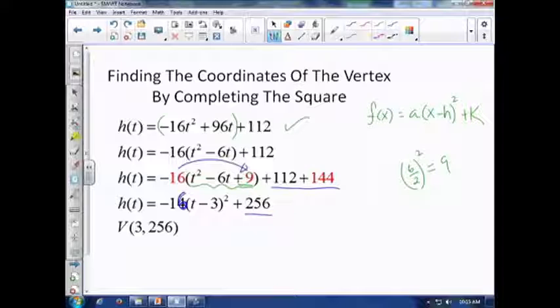And so the coordinates of the vertex, as you know, is t minus 3. What makes this quantity 0 is the t that makes it 0. What makes this 0 is a 3. So the 3 is the time, and 256 is your y. If this quantity is 0, then you have 256 left, and that would be the height. So we found 256, where 3 is the time it takes to reach a maximum.